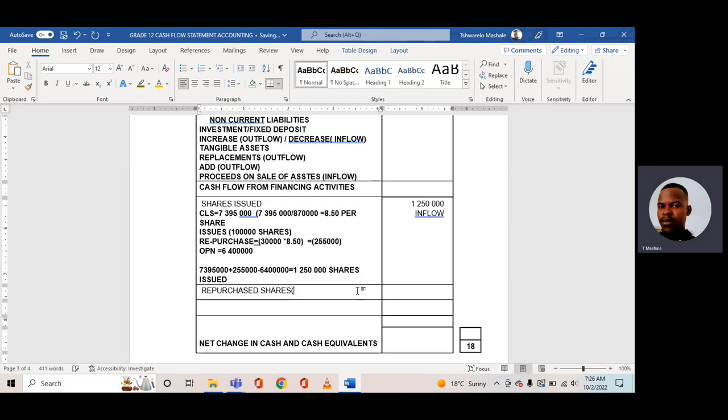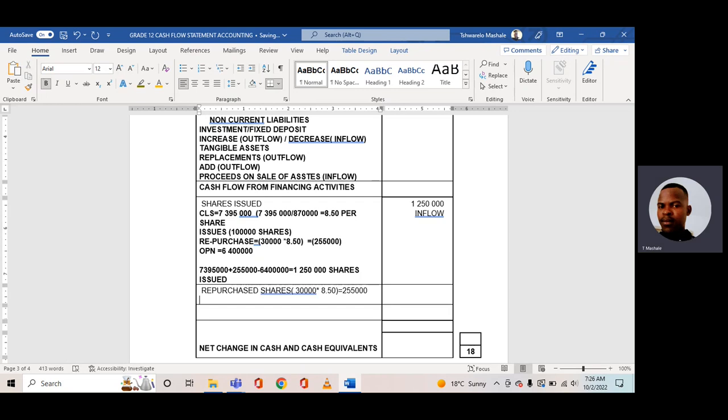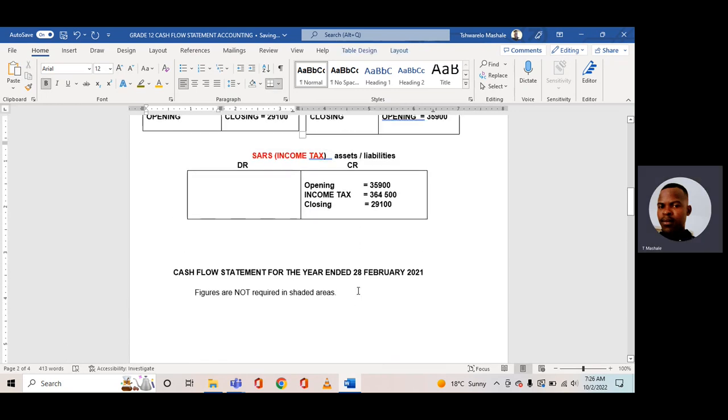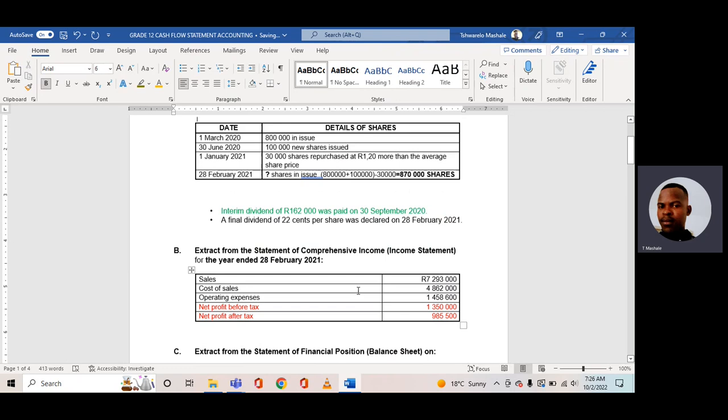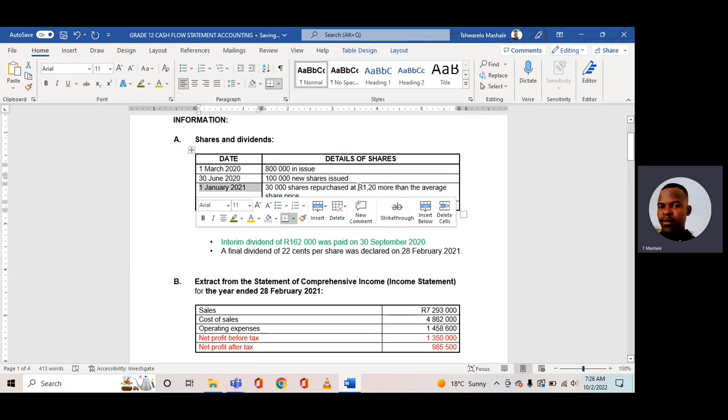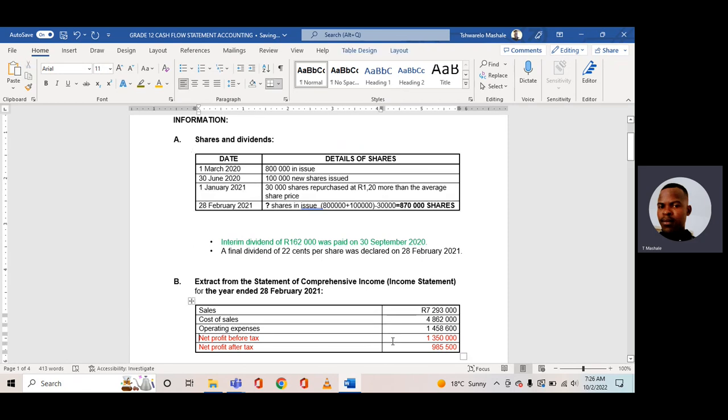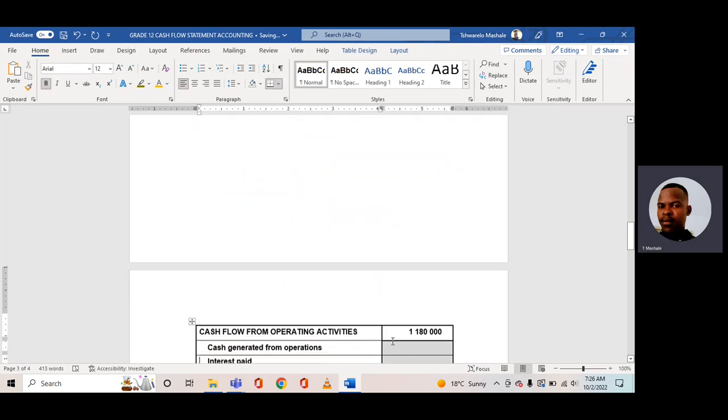The repurchased shares, some people call them the buyback shares. These buyback shares are 30,000. This 30,000 at an average, we already know it is 8,50, which gave us the amount of 2,55. And then they were purchased at the total. Here on top, they tell you that on the 1st of January, there was a repurchase of 30,000 shares at 1,20 more than the average share price. So we are left to show the amount of 1,20 cents.